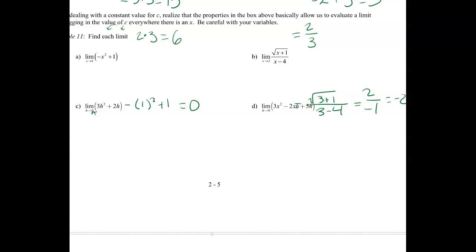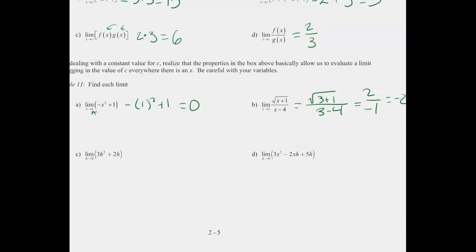Alright, the next one says, okay, whoa, what is happening? I hate when my page just randomly moves.